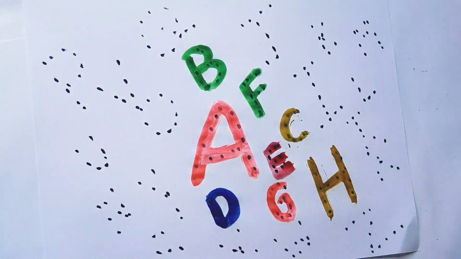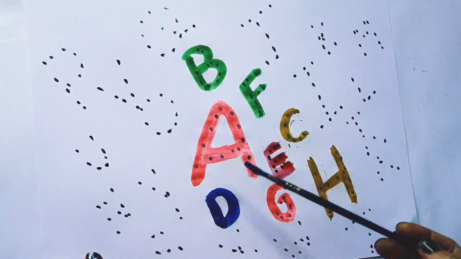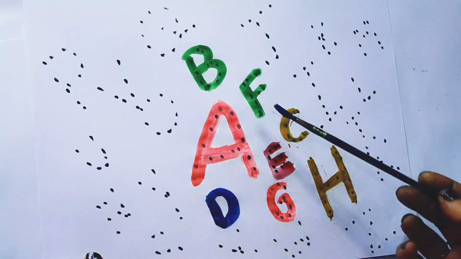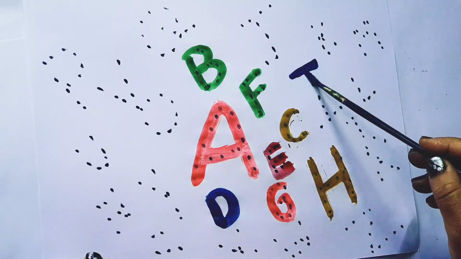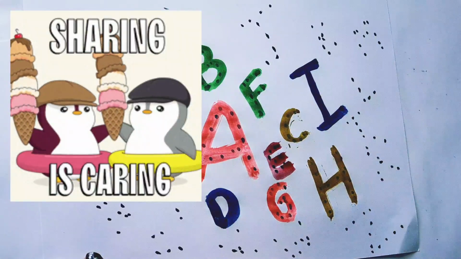Blue color. Where is I, kids? Where is I? A, B, C, D, E, F, G, H. Where is I? This is I. I for ice cream.